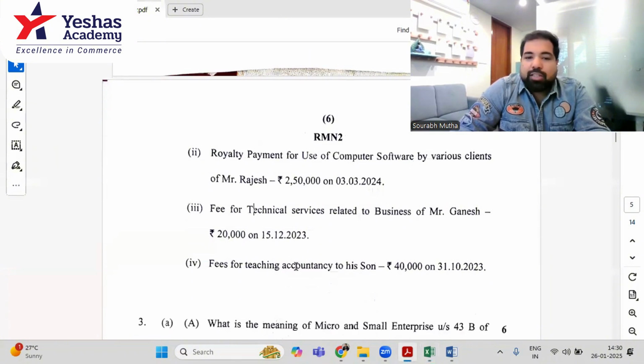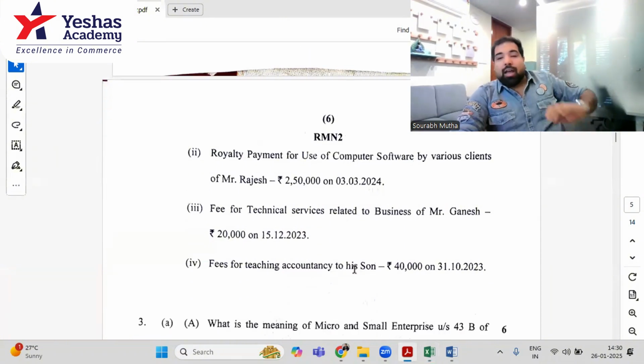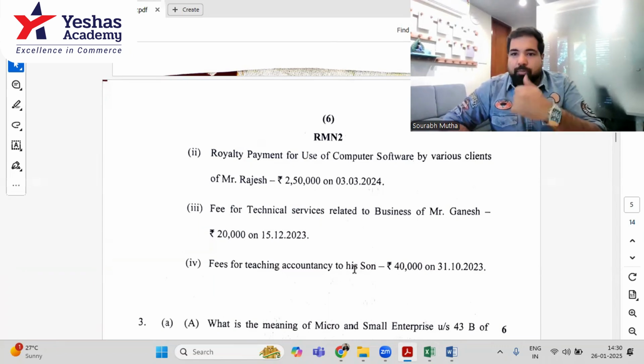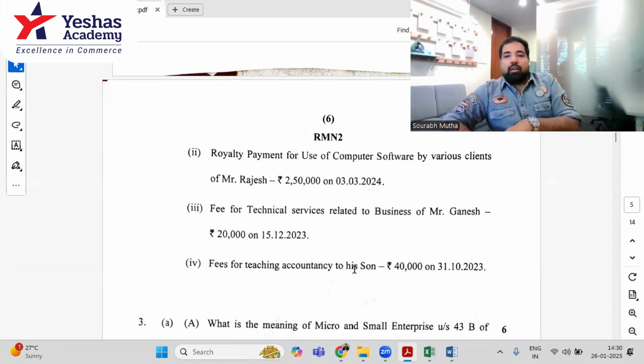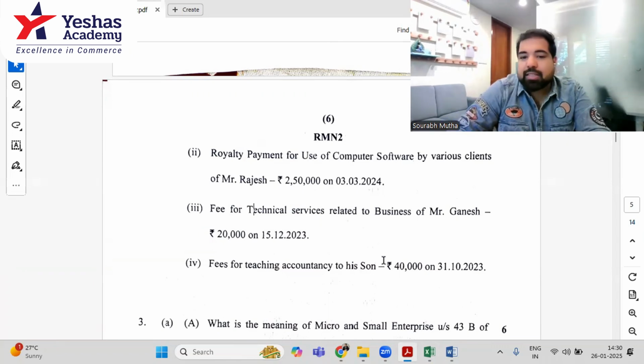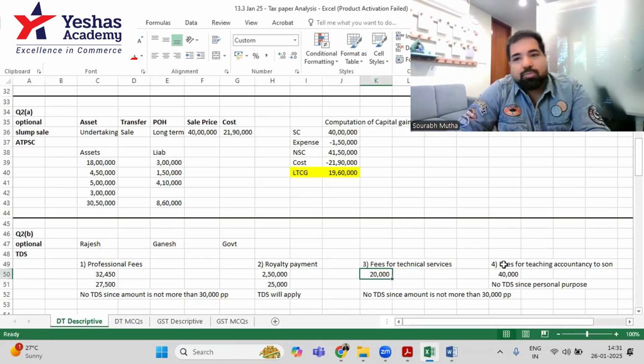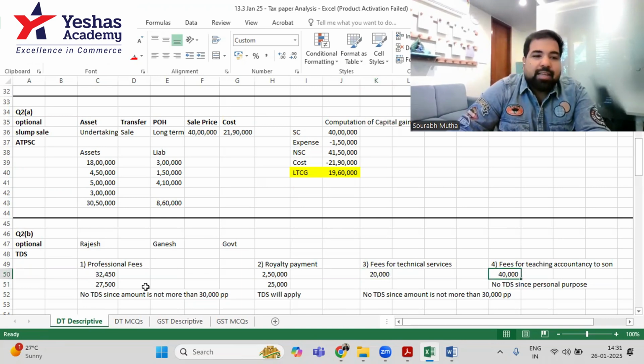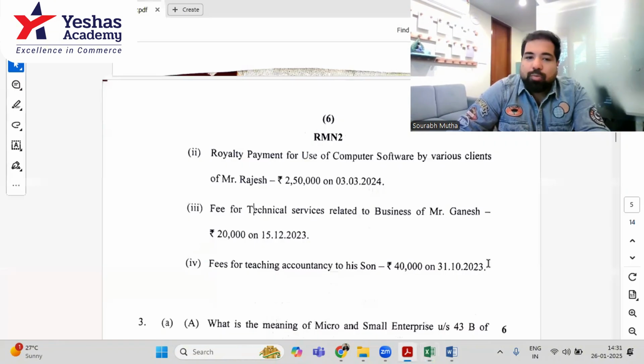And last, for teaching accountancy to his son. Guys, is this professional? If you remember, the small personal limit does not apply here because it is for a personal purpose, and hence on this 40,000, even though it is more than 30,000, because it's a personal purpose, there will be no TDS. That's your 4 parts to 4 marks of a question.